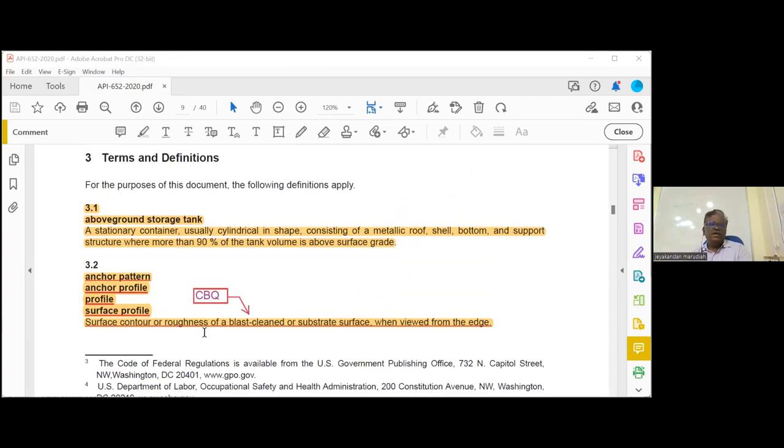Then what is meant by anchor profile or anchor pattern or surface profile? How much roughness is required before applying lining? The surface, it is almost the same as a painting code. So before painting, you have to prepare a surface contour or roughness of a blast clean substrate surface when viewed from the edge.